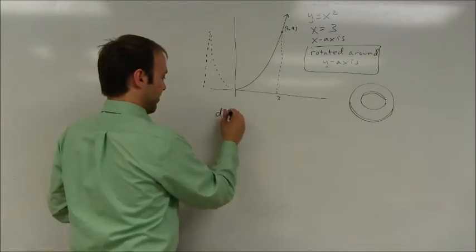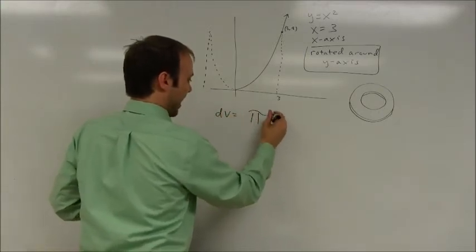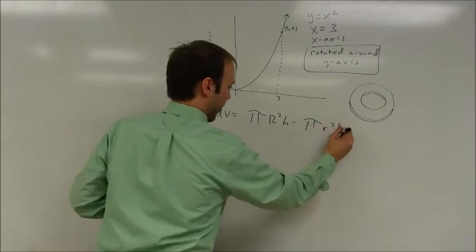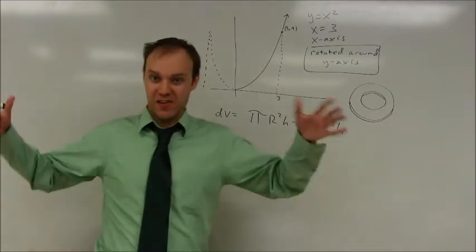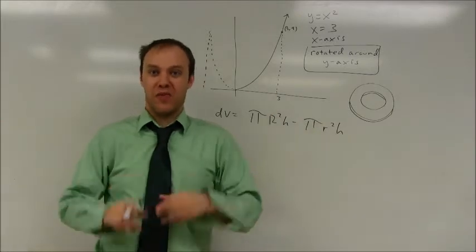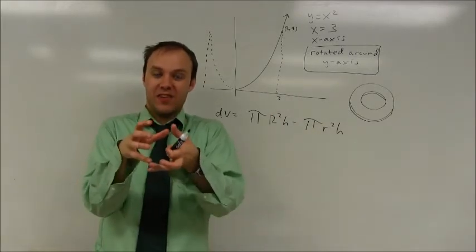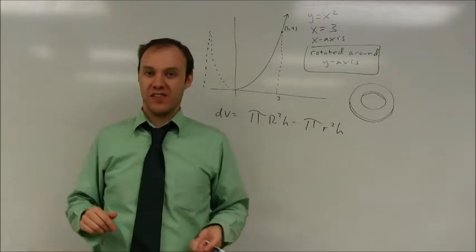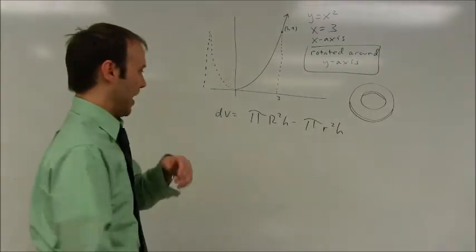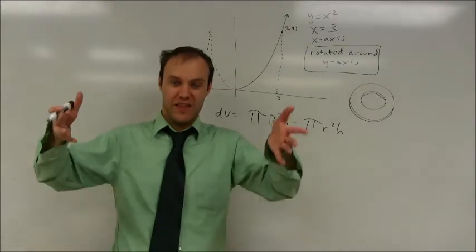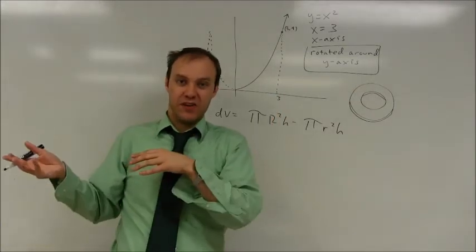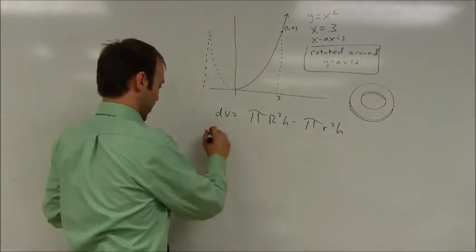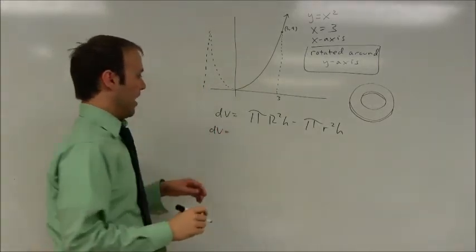So officially, dV is equal to pi capital R squared h minus pi lowercase r squared h. There's a big circle radius and there's a small circle radius. We're subtracting the cylinder with the small radius from the big one, and then we add up those cylinders and it gives us the volume. That's the concept. Or again, if you want to think of it as finding the outer volume and then subtracting the inner volume, same difference. So it's really just a matter of filling everything in here in the equation.